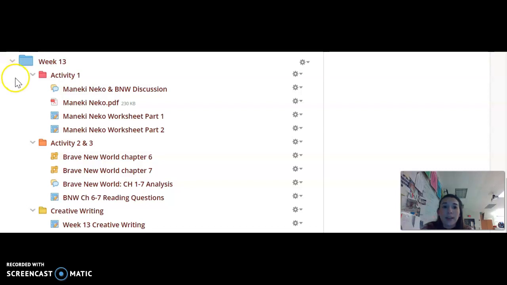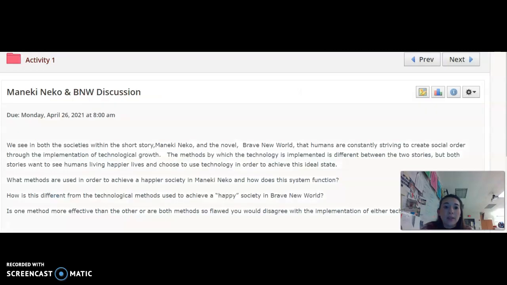So as we look in activity 1, we have our Maneki Neko Brave New World discussion, which looks like this. I'm asking you to compare the two societies who are striving to create social order through the implementation of technological growth. The methods by which the technology is implemented is different between the two stories, but both stories want to see humans living happier lives and choose to use technology in order to achieve that ideal state.